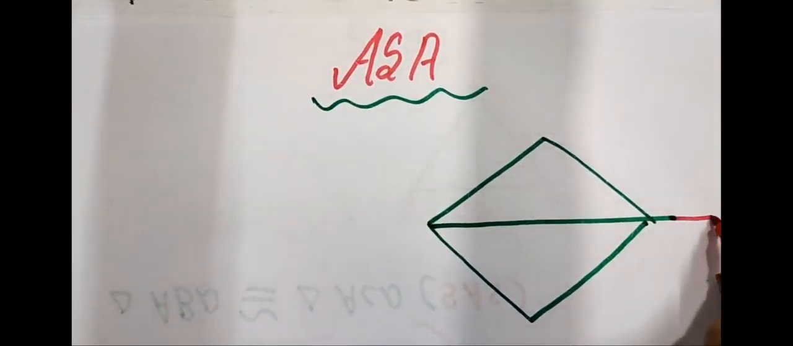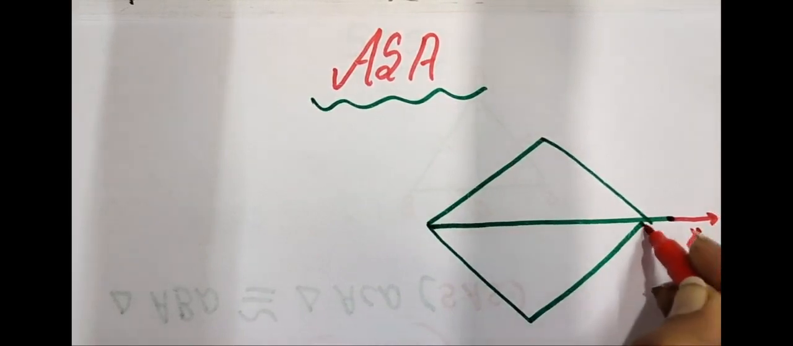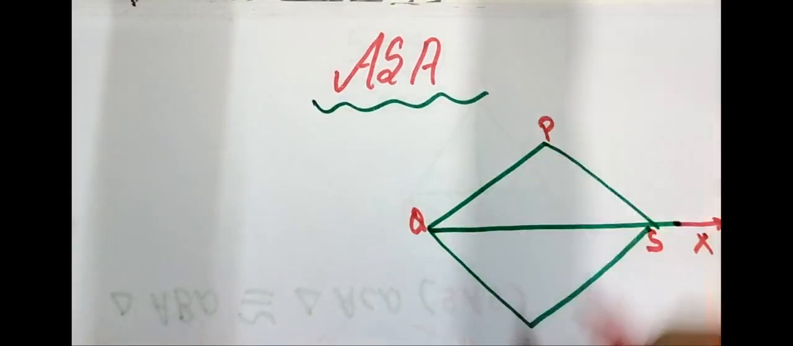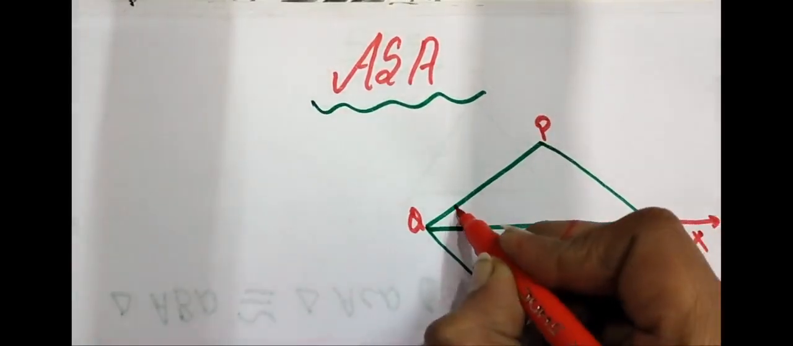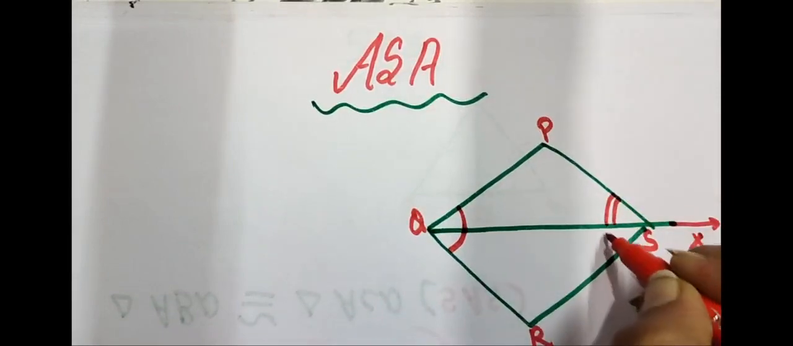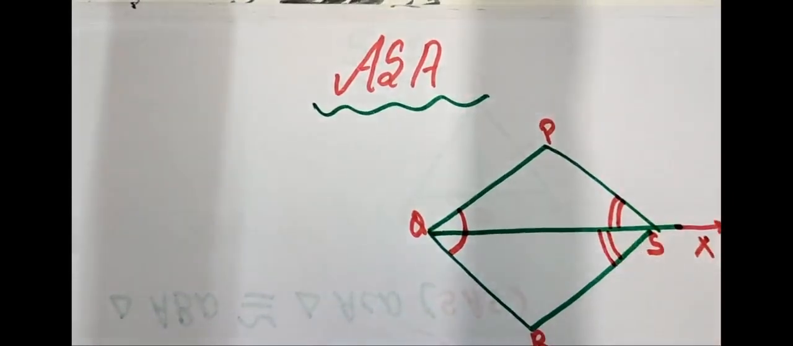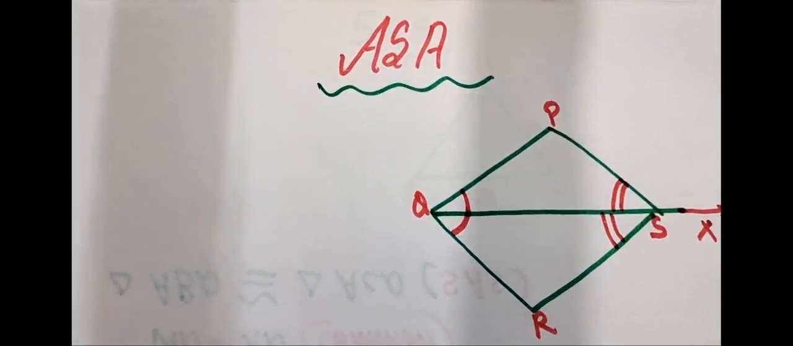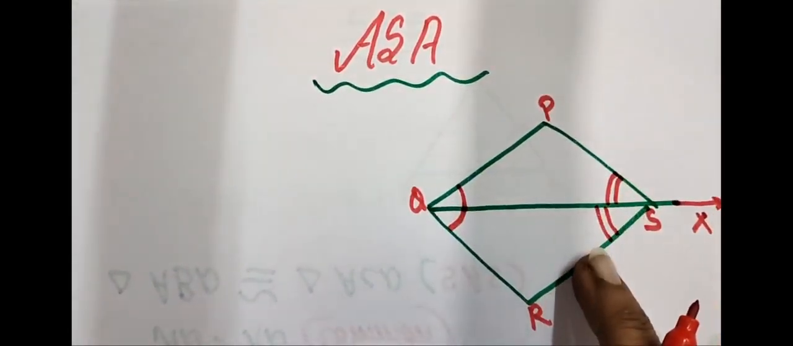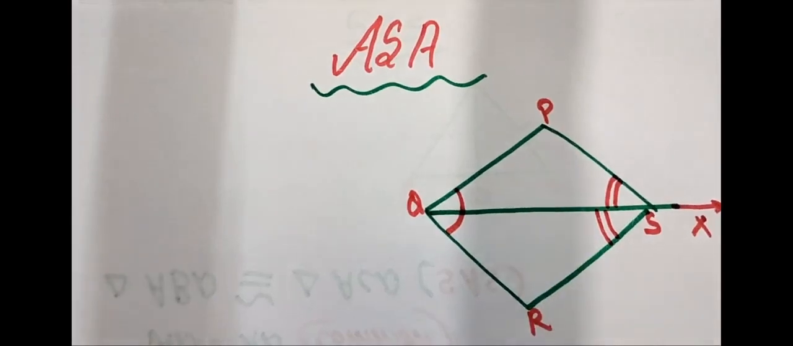So first of all, I'm going to label it. That is X, this is S, this is Q, P, R. So now according to the labeling, you can easily say that these two angles are equal and these two angles are equal. We just have to prove that the triangles are congruent or not.